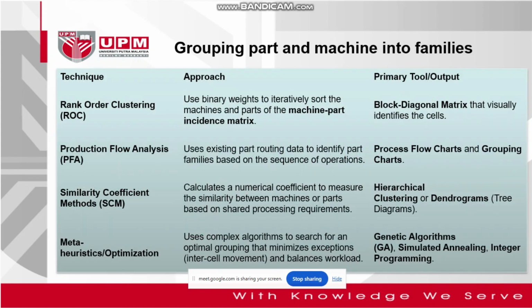There are several techniques used in group technology to group parts and machines into families. These methods help us design an efficient cellular manufacturing system. The first technique is rank order clustering. It uses binary weights to iteratively sort the machines and parts of the machine-part incidence matrix. The output is a block diagonal matrix that visually identifies the cells. Rank order clustering is widely used because it is simple, effective, and easy to apply, which is why we use it in our case study.